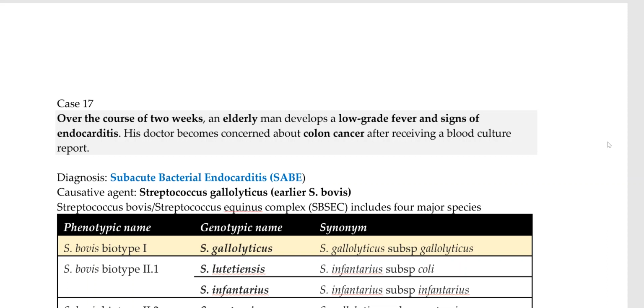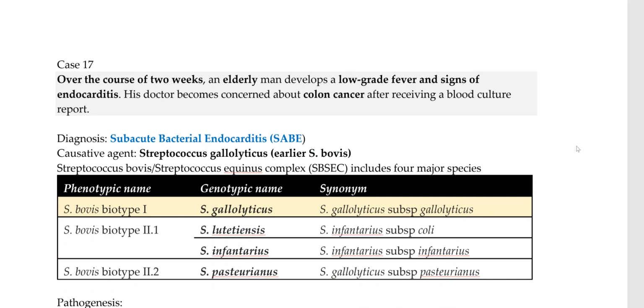It is subacute bacterial endocarditis, and the causative agent is Streptococcus gallolyticus, earlier known as Streptococcus bovis. And the Streptococcus bovis, Streptococcus equinus complex has four major species. So gallolyticus is the phenotypic name of biotype 1, Streptococcus bovis biotype 1. And some people also call it Streptococcus gallolyticus subspecies gallolyticus.